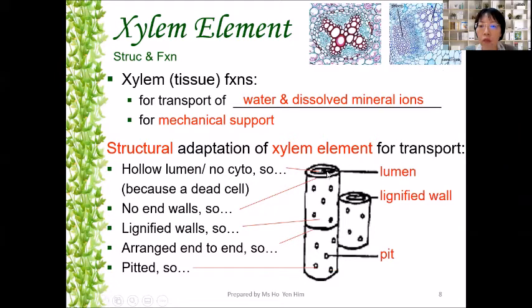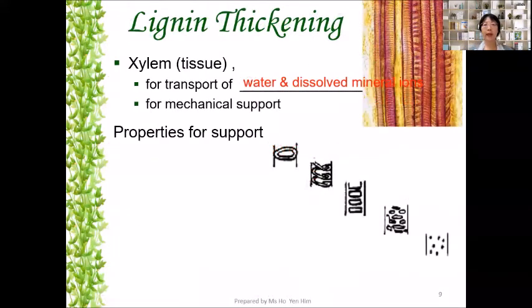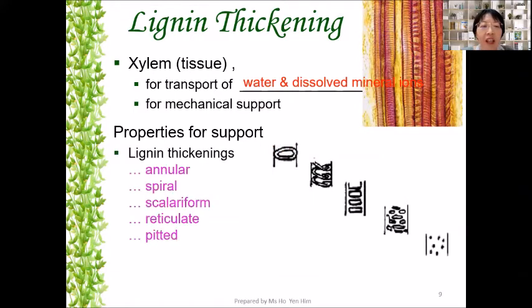So label the structure: lumen, lignified wall, and pits. So let us look at the lignified wall. Okay, a little bit of detail on the lignified wall. It's very interesting. You see the lignin thickening, right? Lignin thickening is a secondary wall. So when you add the secondary wall, the cell wall becomes thicker. So that's called the secondary thickening. So they add lignin, so it's called lignin thickening.